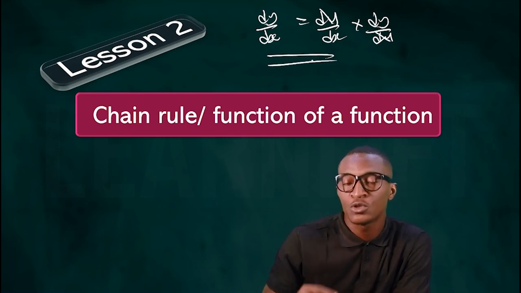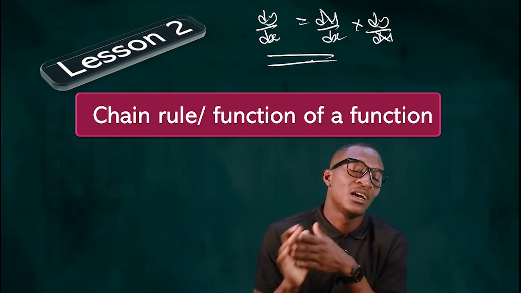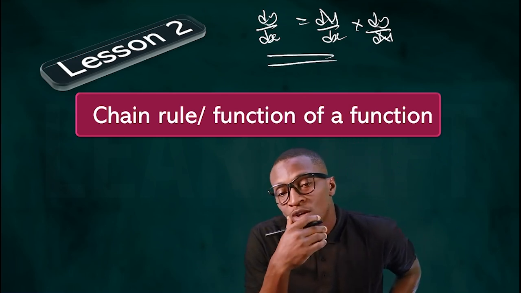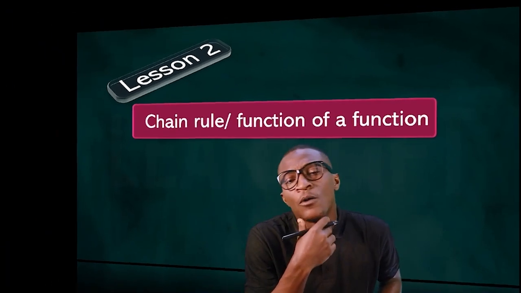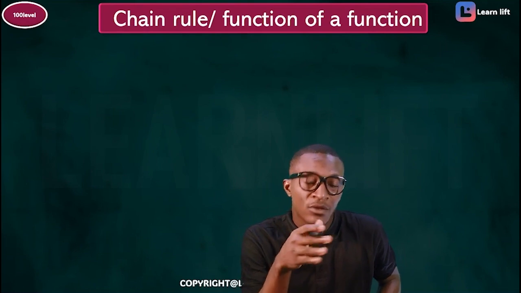So what's the chain rule? dy over dx is equal to du over dx times dy over du. It's the chain rule. It's also called function of a function. Now, let's take an example. I'm going to also teach you shortcuts.